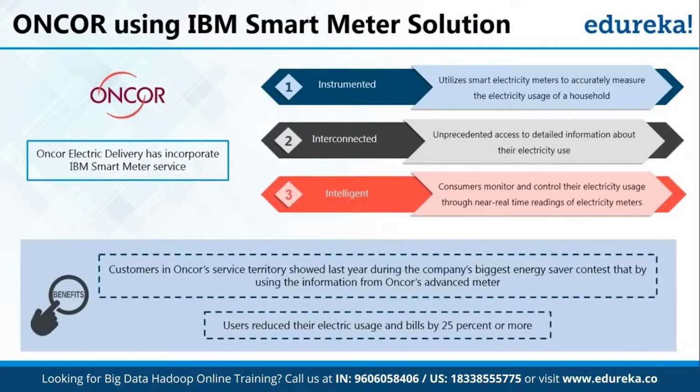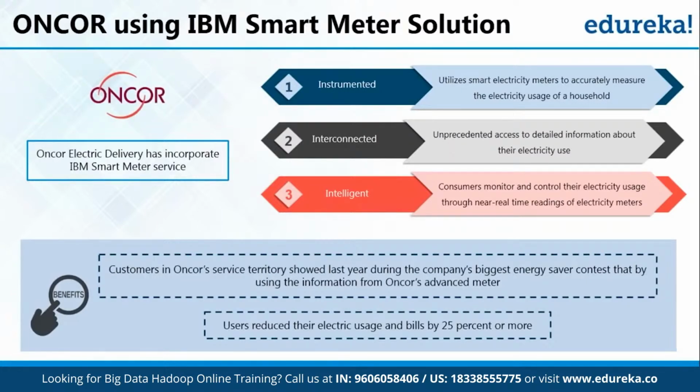ONCOR is an electric delivery company, and it is the largest electrical distribution and transmission company in Texas. It is one of the 6 largest in the United States. They have more than 3 million customers, and their service area covers almost 117,000 square miles.